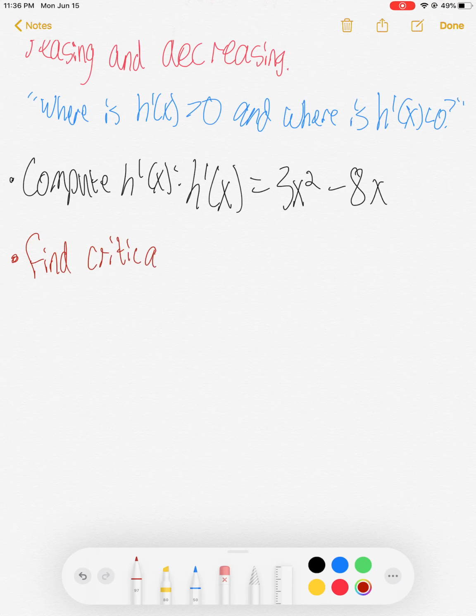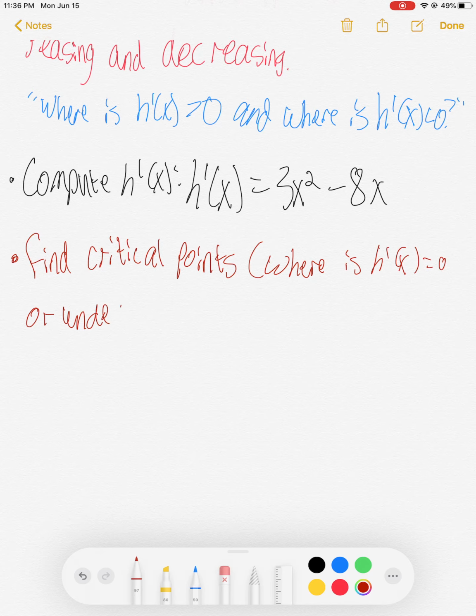Thankfully, this is a nice polynomial, so its derivative is fairly straightforward. We can apply the power rule, so we get 3x squared minus 8x, right? Bring down the exponent, so 3 times x, and then we lower the exponent by 1, so that gives us x squared. Okay, so we've got h prime of x.